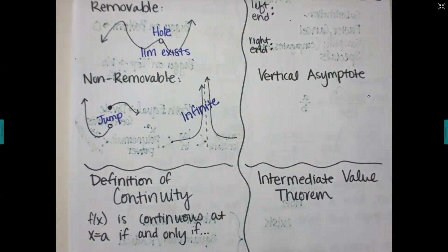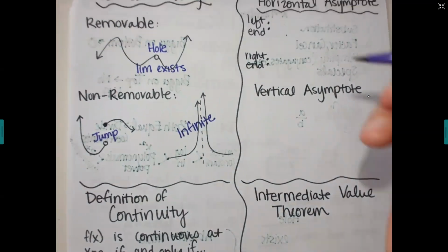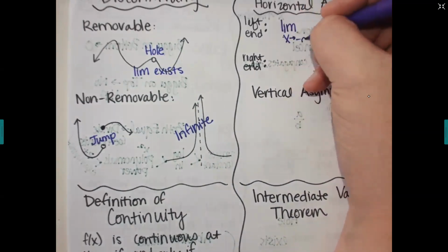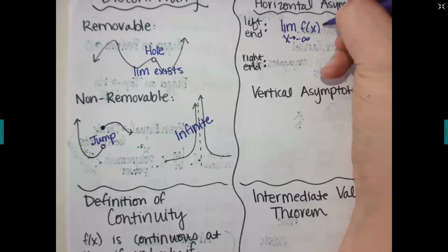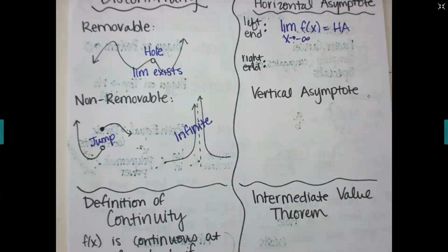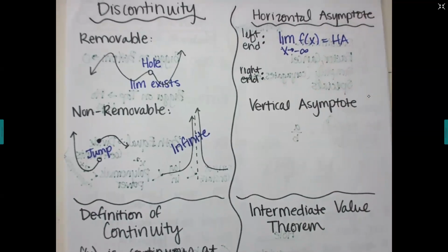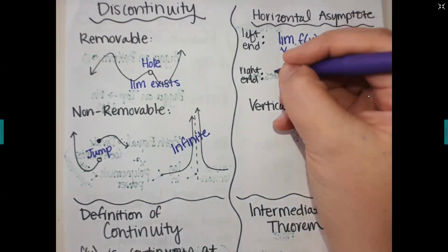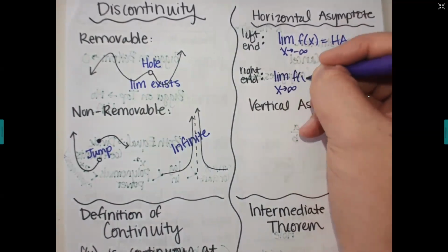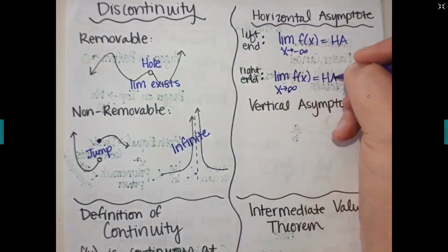All right, then your horizontal asymptotes. If you are doing the left end, x should be going to negative infinity. And you should be able to write that as a limit statement. So you would say my limit as x goes to negative infinity equals whatever that asymptote number is. For the right end, what's the only thing I would change? Your x should be going to positive infinity. And then it'll still equal wherever that horizontal asymptote is.